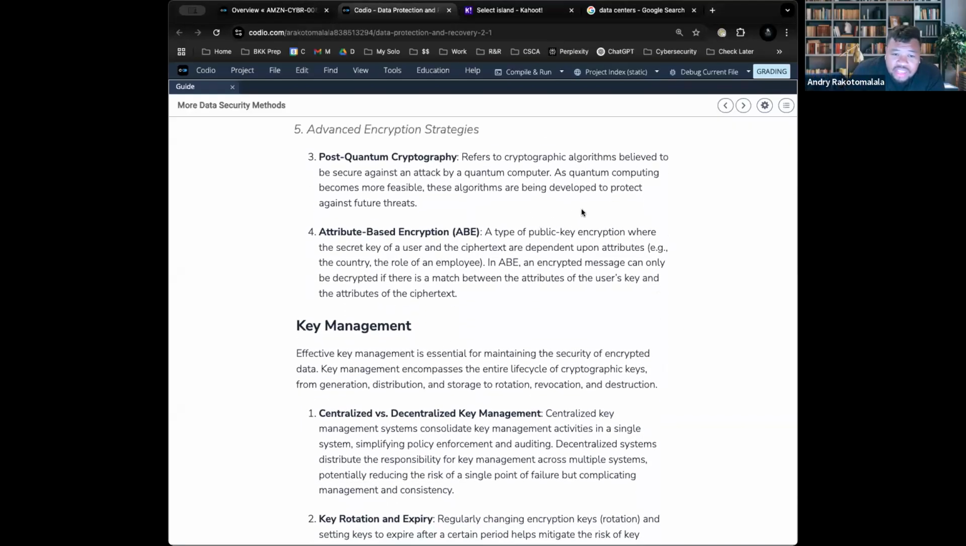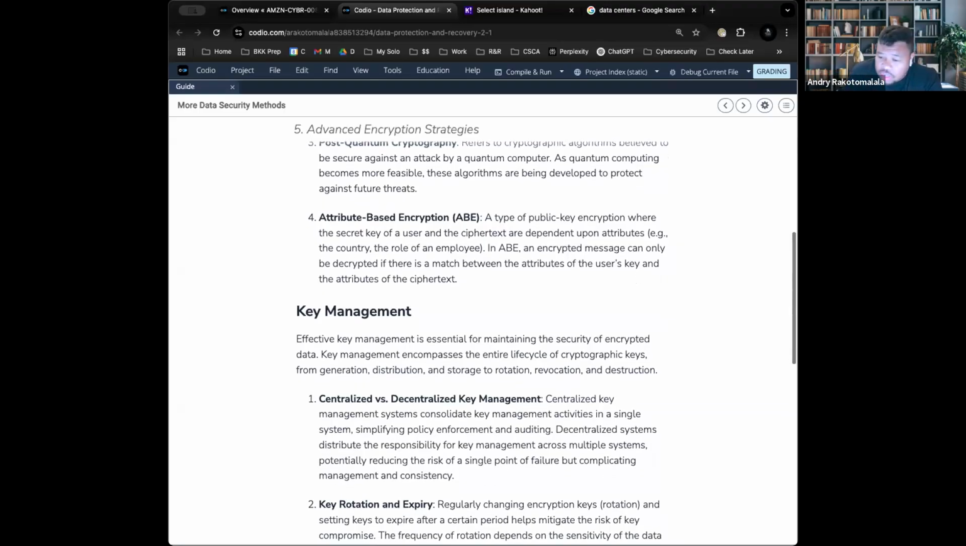Post-quantum cryptography is essentially an algorithm, because when I say encryption, right, you are using an algorithm to encrypt and decrypt the information, right? So in this case, it's an algorithm that is meant to combat an attack using quantum computers.